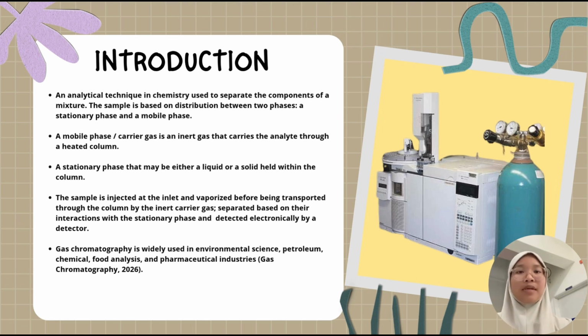heated column. Gas chromatography can be classified into two main types: gas-liquid chromatography, where the stationary phase is a liquid coated on a solid support, and gas-solid chromatography, where the stationary phase is a solid material. In both types, the mobile phase is a gas.